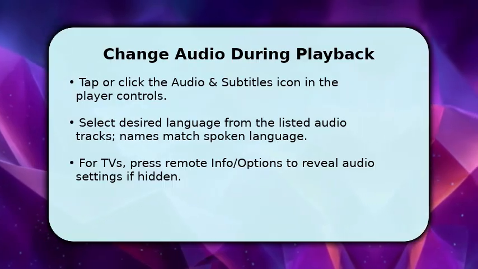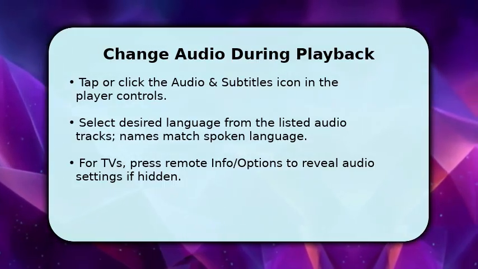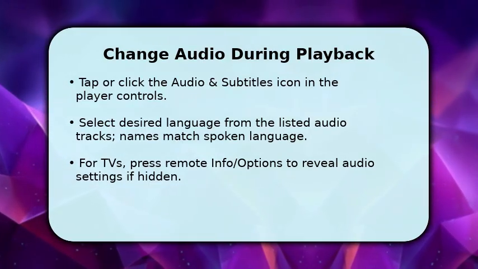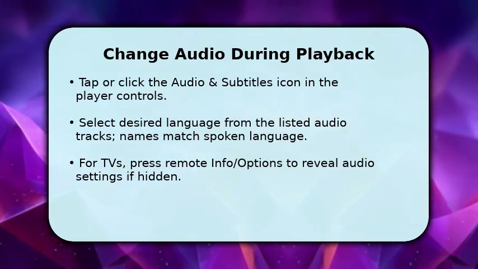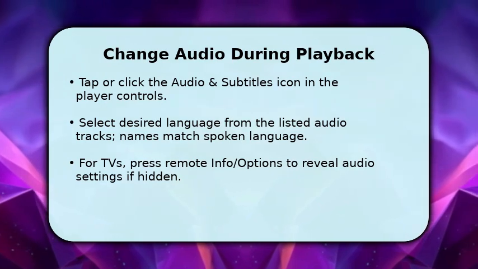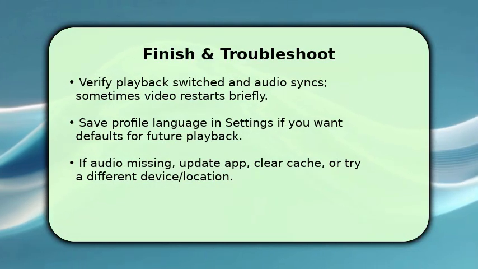On smart TVs, use the remote's options or info button to display the same menu if the on-screen icons are hidden. Choosing a different audio track gives you dubbed or original audio. After selecting the language, confirm the audio is playing and in sync. A brief restart is normal.